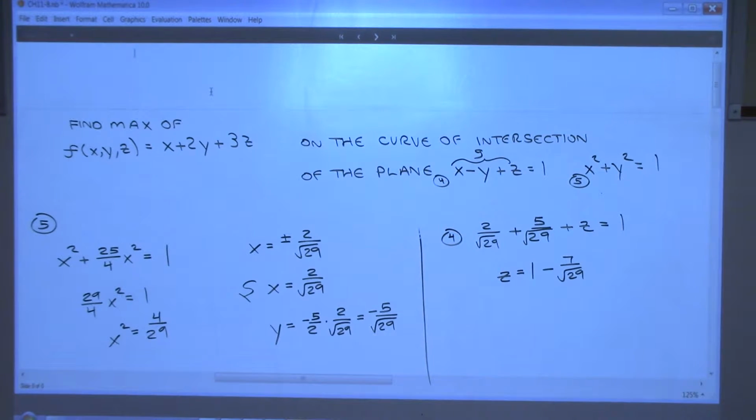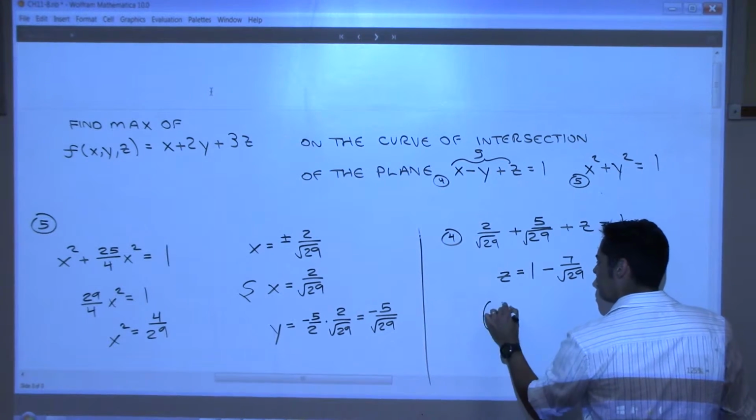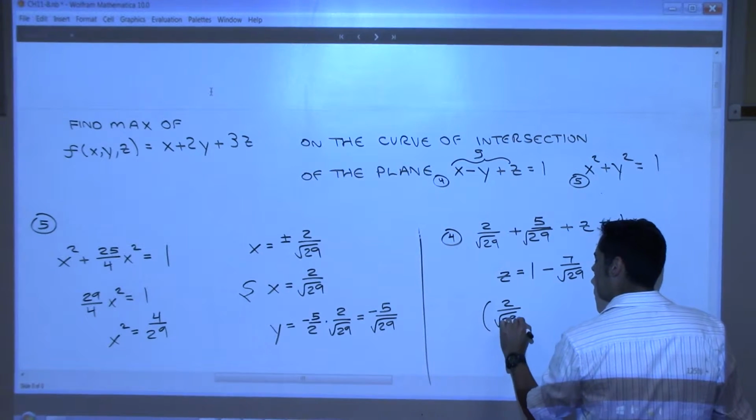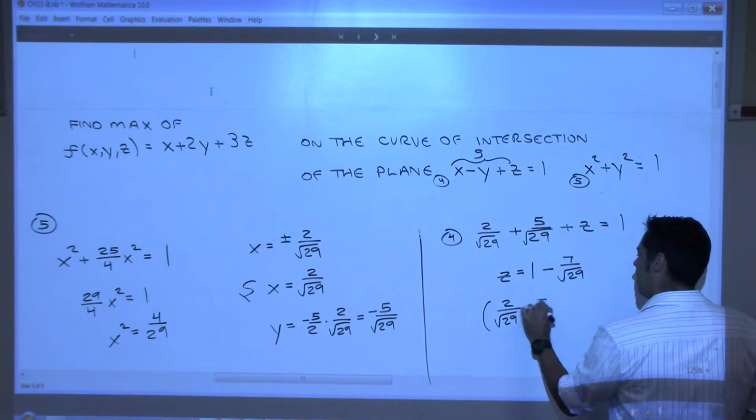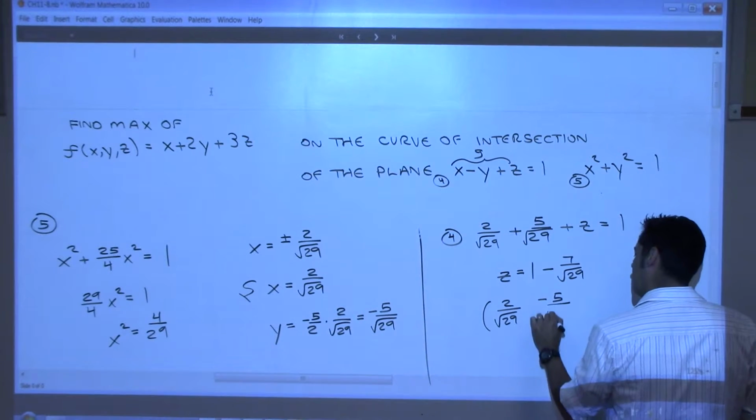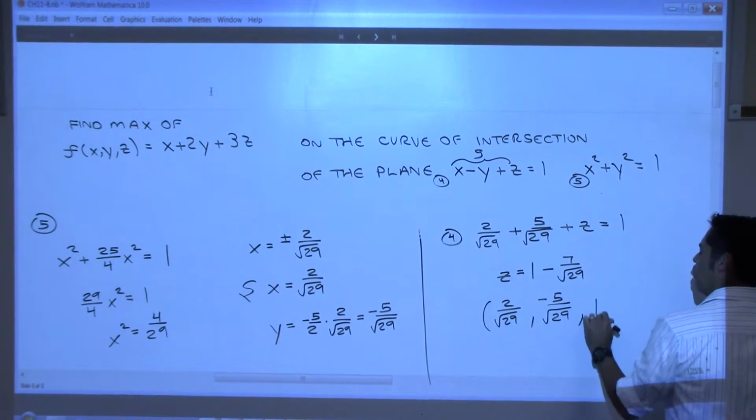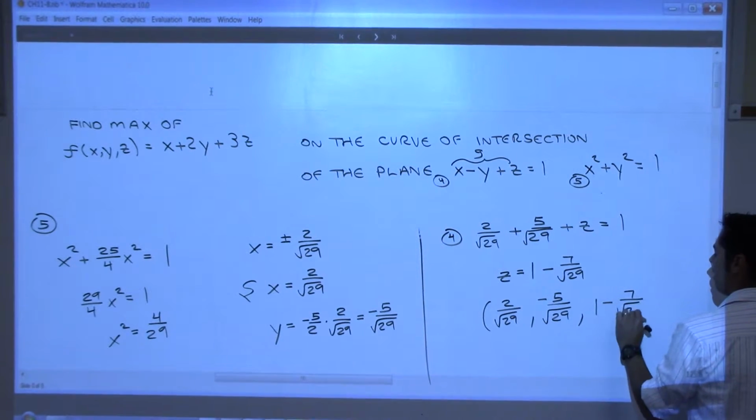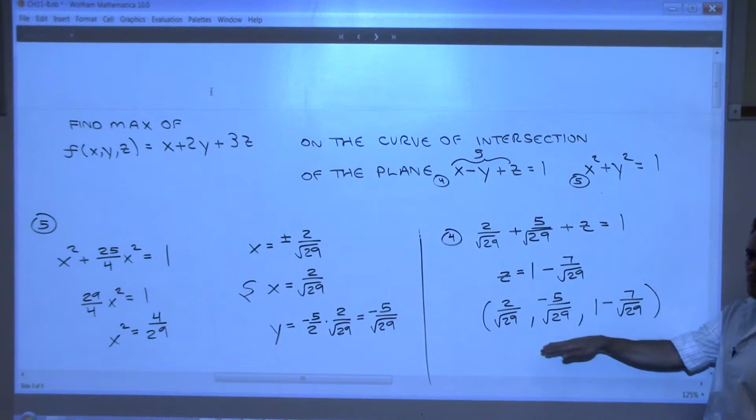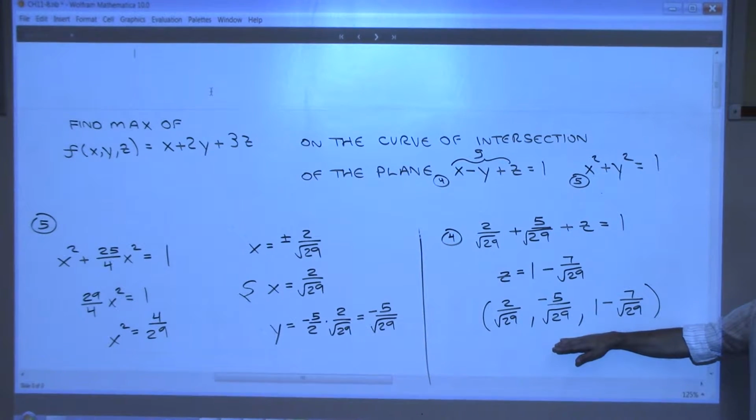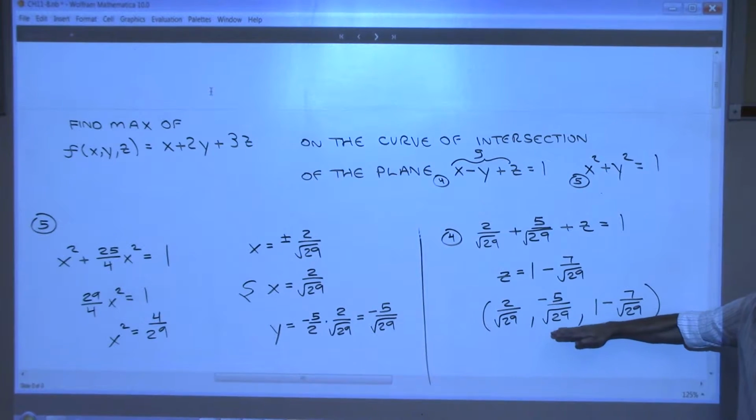So I found an x, y, z, didn't I? So it appears that 2 over root 29, negative 5 over root 29, and 1 minus 7 over root 29 is one place of interest, right? Now, I could go and try and find out, well, I know lambda is 3, right? I could go figure out what mu is, but I don't need it. Here's x, y, z right here.